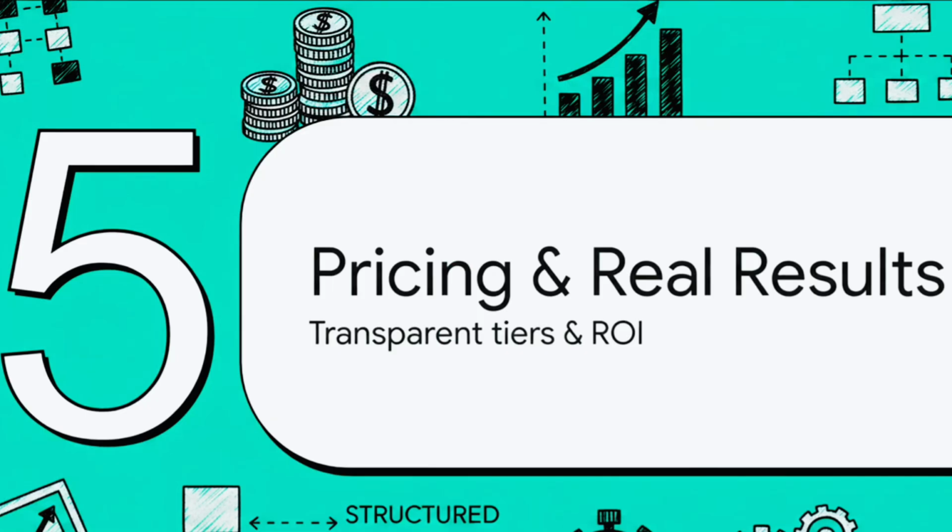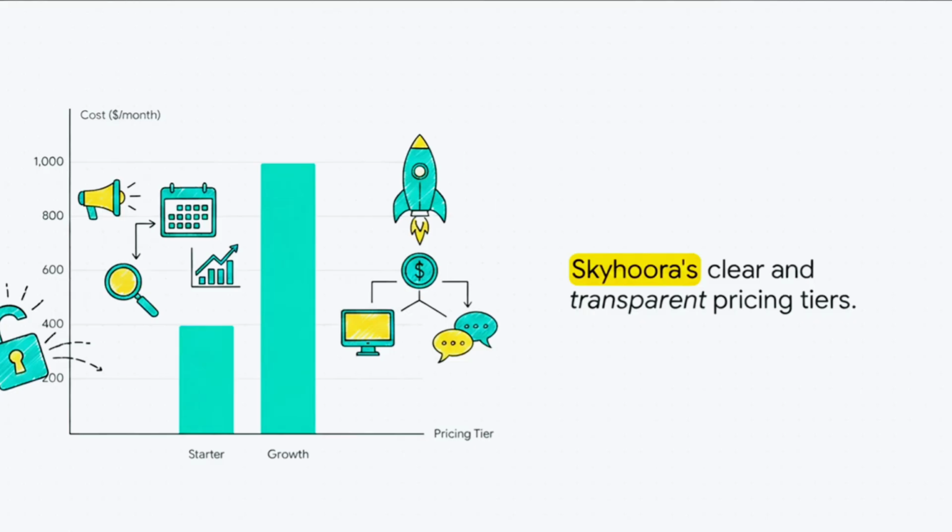And finally, Section 5, Pricing and Real Results, Transparent Tiers, and Proven ROI. Okay, a beautiful system is great in theory, but let's talk about the bottom line, right? What does this actually cost, and what are the real-world outcomes? What's really refreshing here is Skyhoora believes in total transparency. They offer simple, straightforward plans.